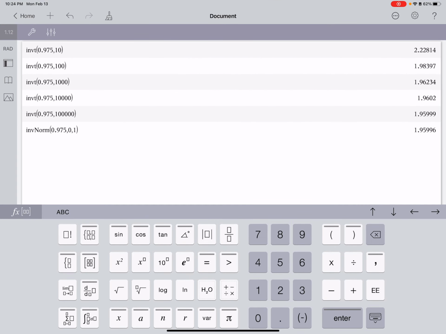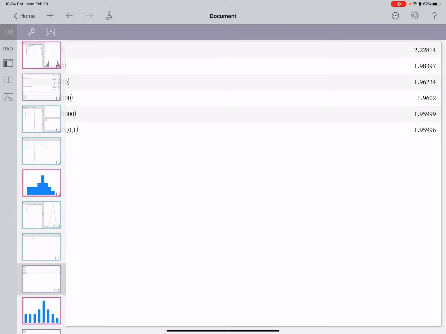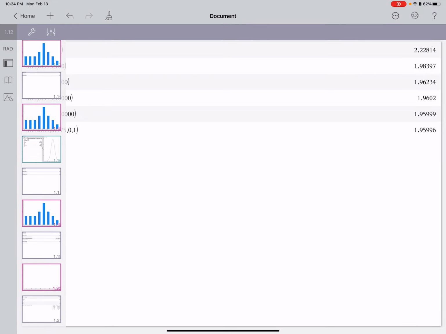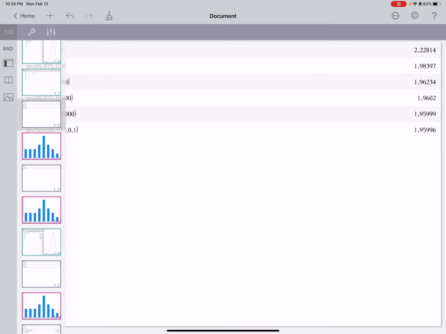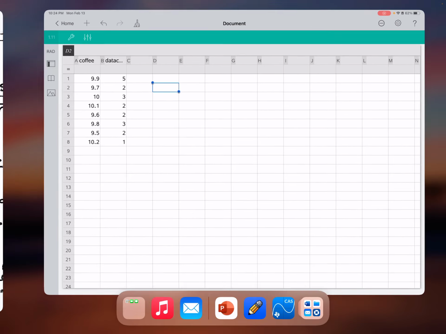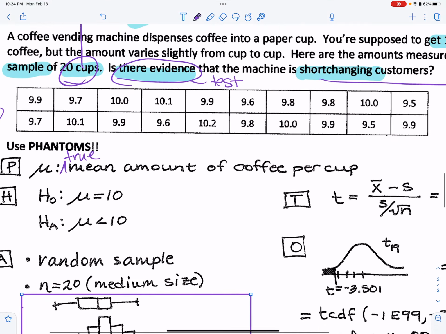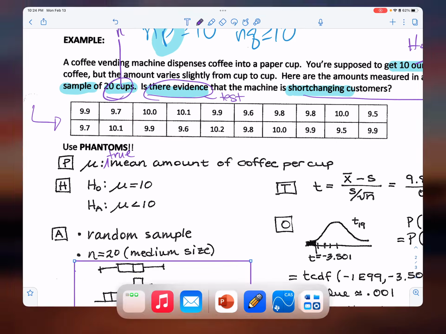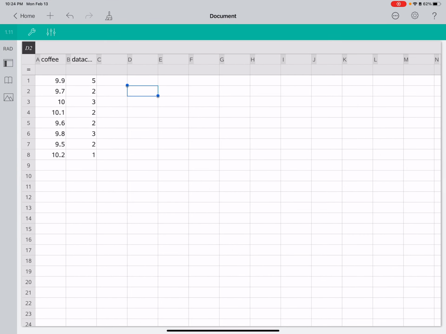To graph it, I went ahead and put the data in. Here we go. All right, so here you see the data. You can definitely just put it all in as 20 pieces of data. I put it as 2 columns and I said, I have 5 pieces of data that are 9.9. I have 2 pieces of data that are 9.7, 3 that are 10, and so forth and so on.